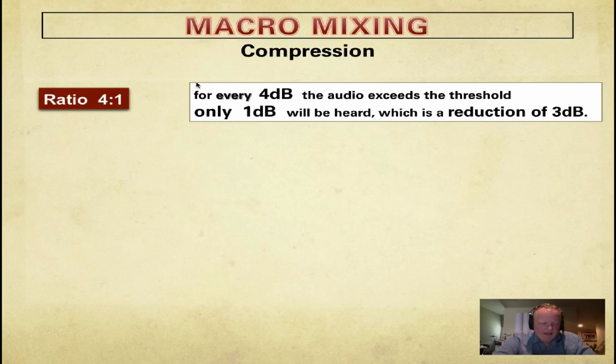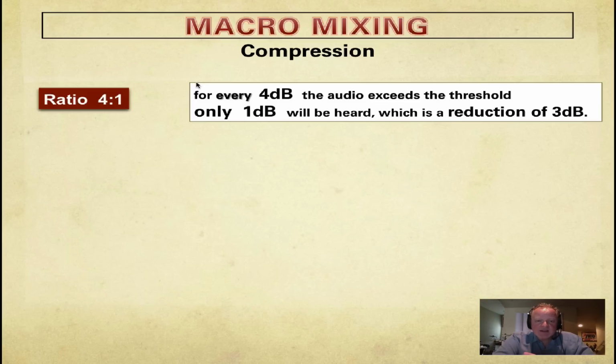So let's do a quick calculation here so we understand how this ratio and threshold and all this works in math, so you understand how much compression you're actually getting and how important this ratio can really be. If you have a ratio of 4:1, it means for every 4 dB that exceeds the threshold, only 1 dB will be heard. So it's a 3 dB reduction. But to me, that 3 dB doesn't really matter. To me, the only number that matters is that 1.